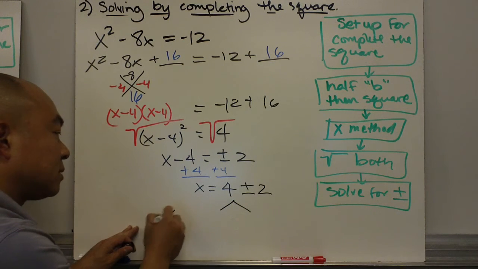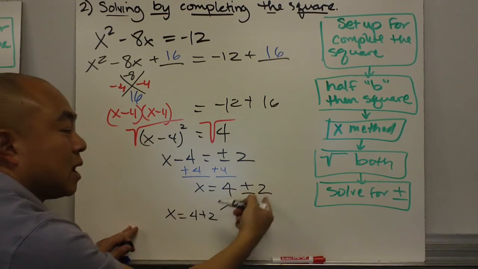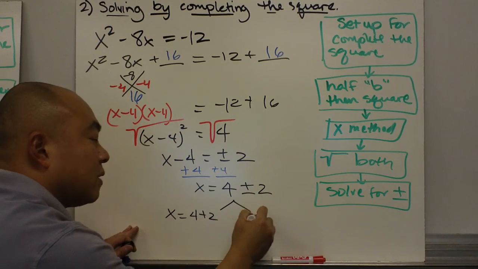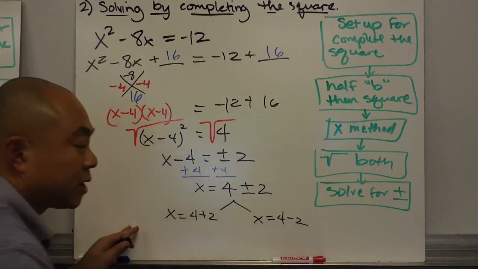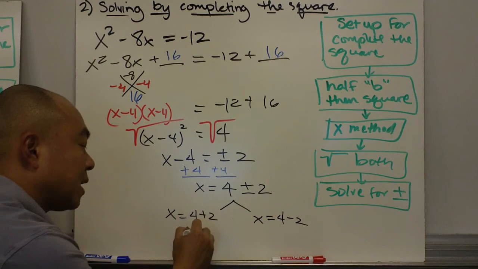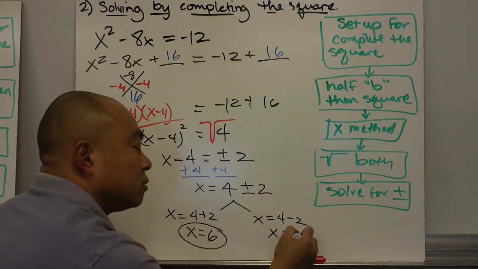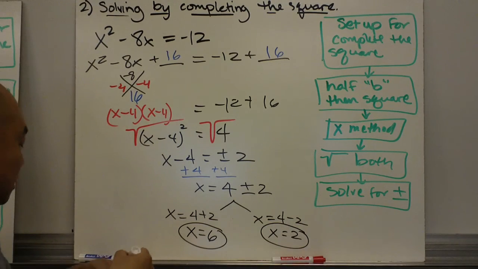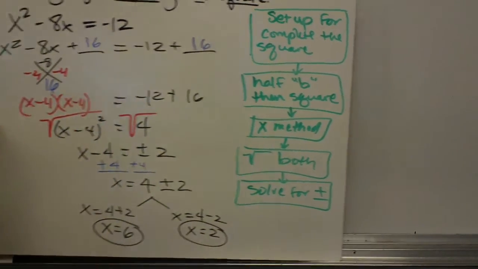So you have x is equal to 4 plus 2, and we get that from the top part. And then you have the other one, which is x is equal to 4 again, but this time it's subtracting 2 because that's the minus 2 right here. So our first one is going to be x is equal to 6, and our second one is x is equal to 2. Alright, and that was it for completing the square. Not too bad.